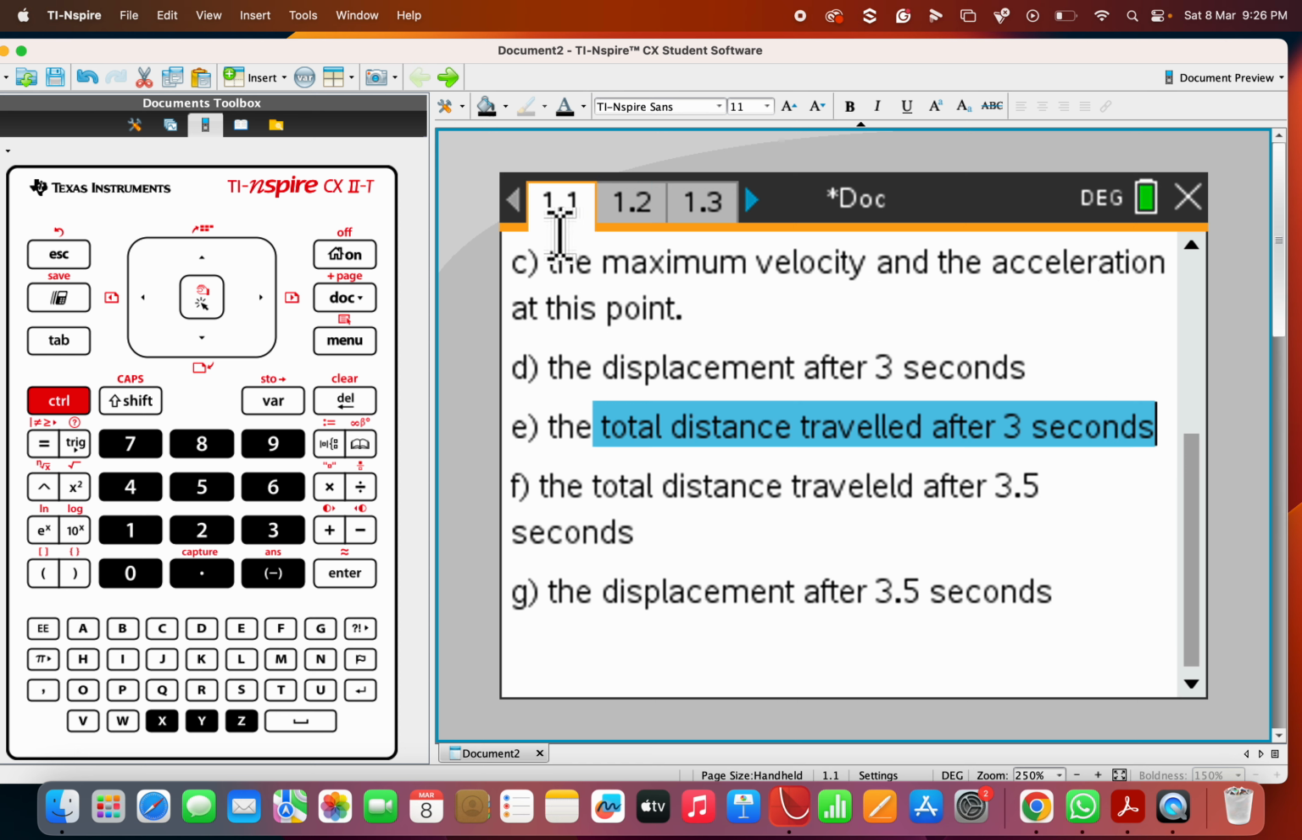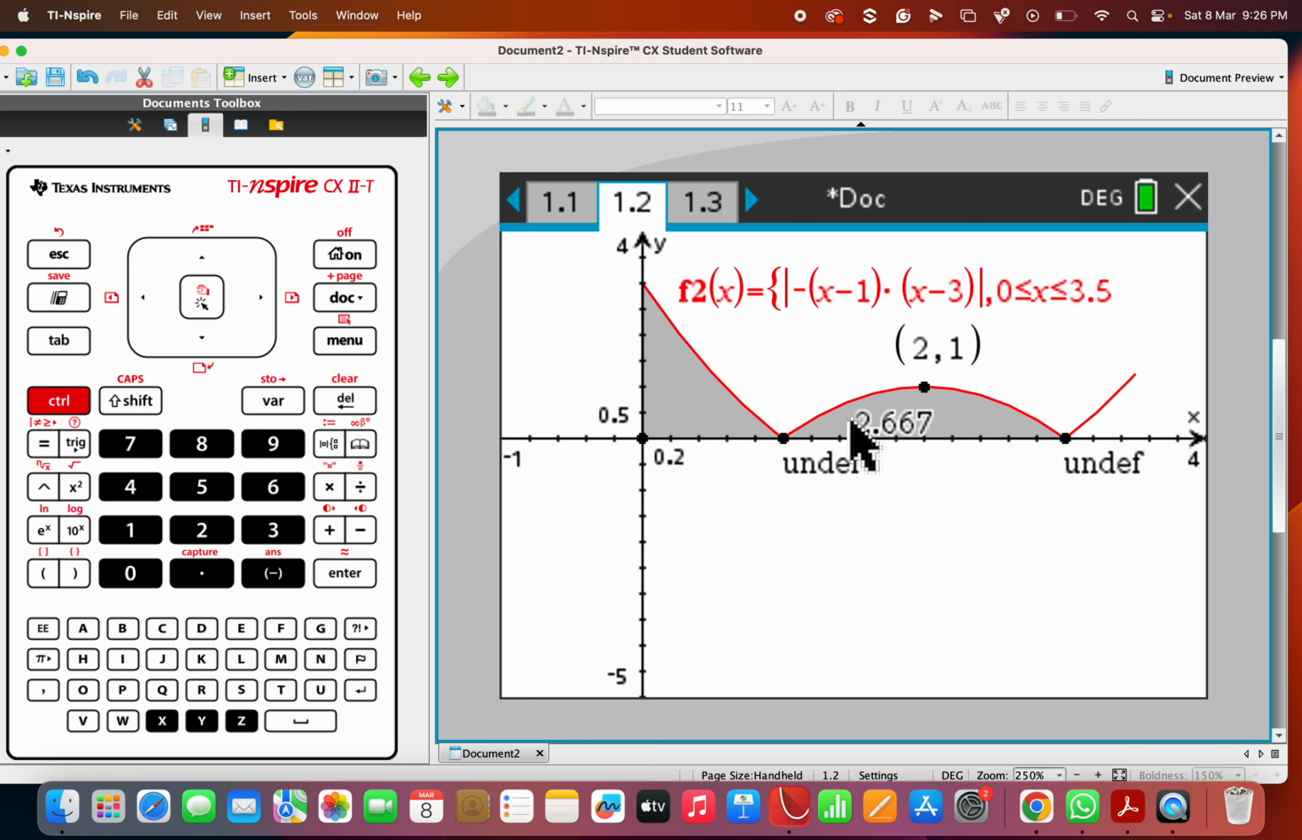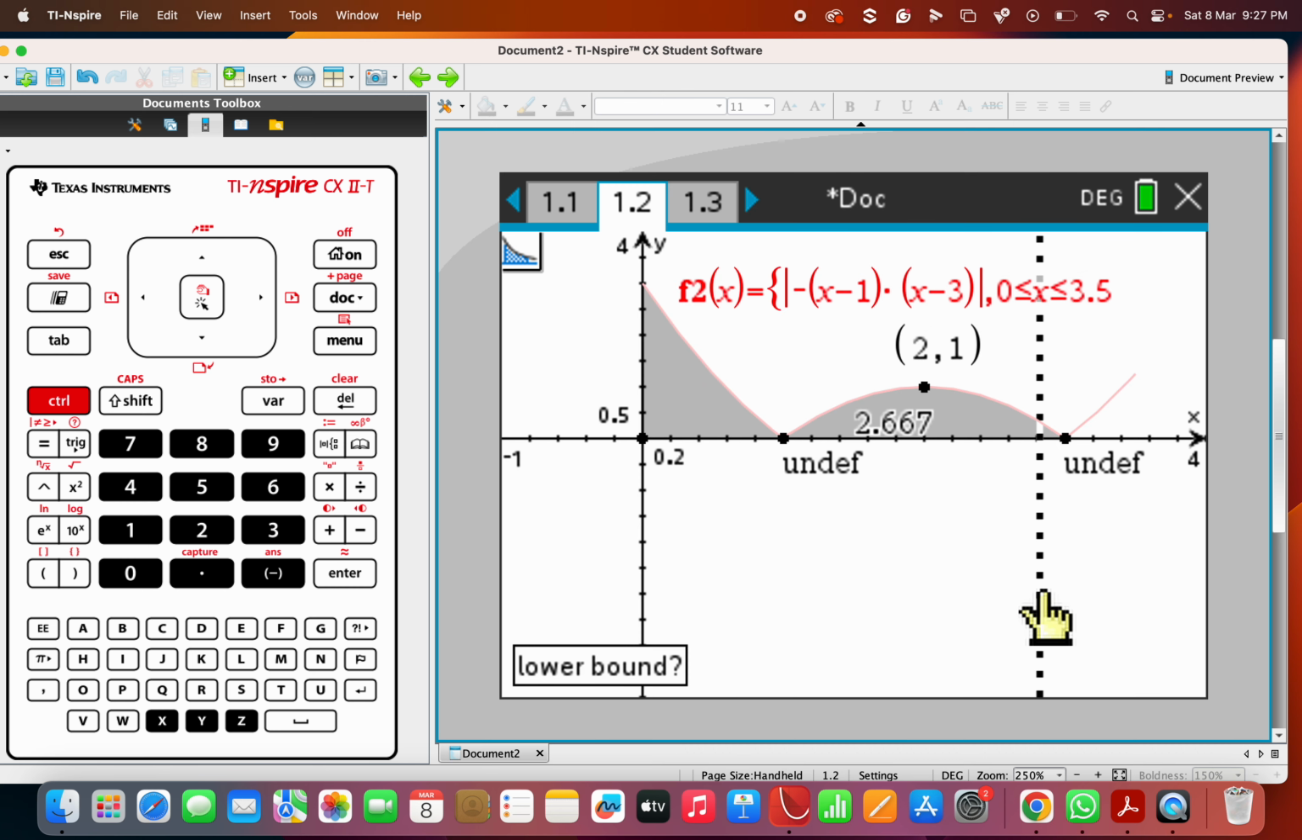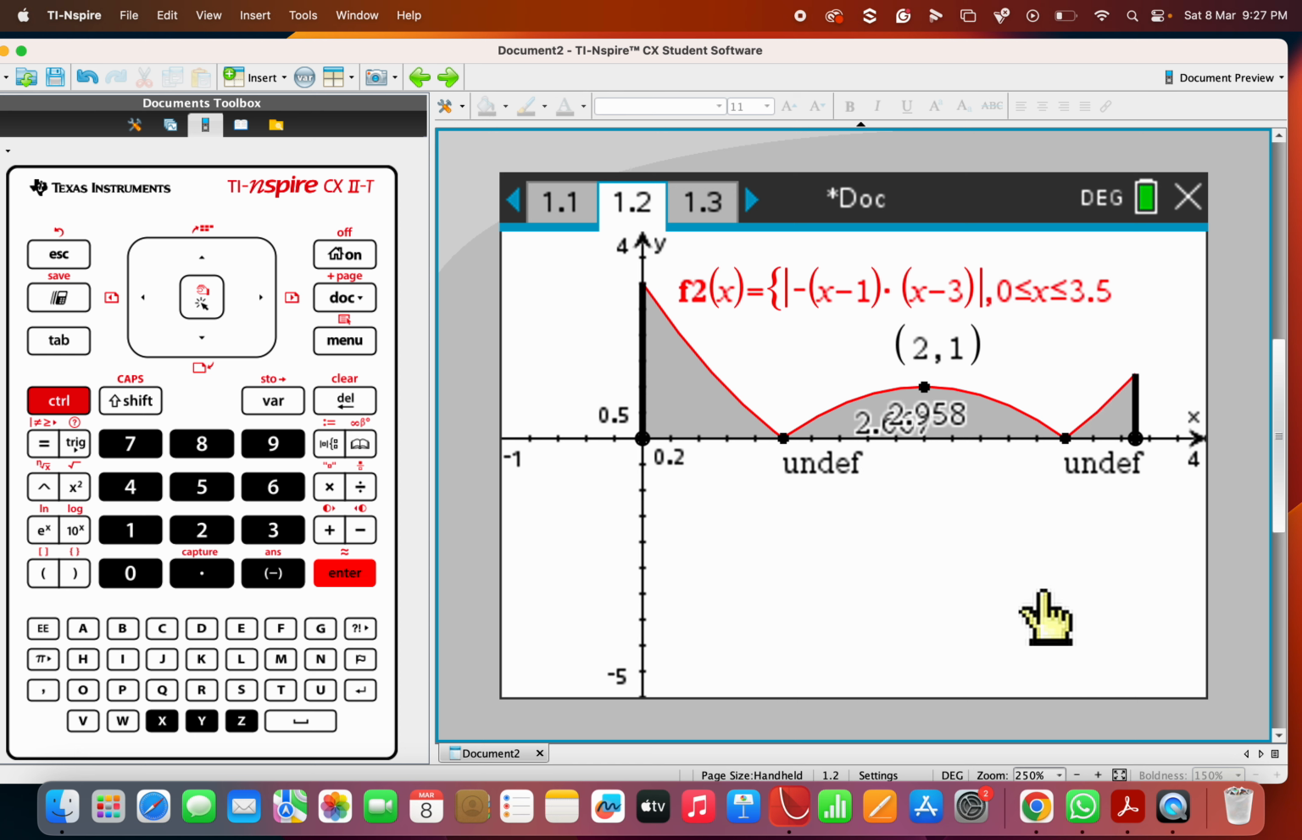Let's go back to the question. The total distance travelled after 3.5, so we can go again, and we can go menu, analyze, integral. You can just type in 0, enter, 3.5, enter. Okay, we've got this extra little distance, and so that's a 2.958. So all of this distance here plus an extra 0.3-ish, 2.958. And then let's go back to the question.